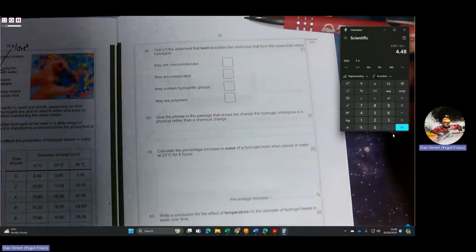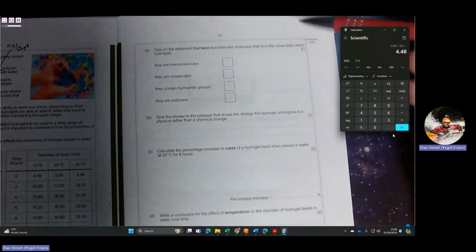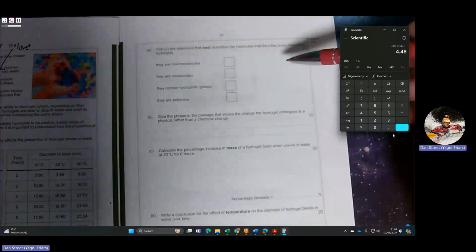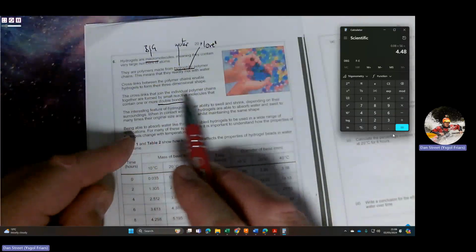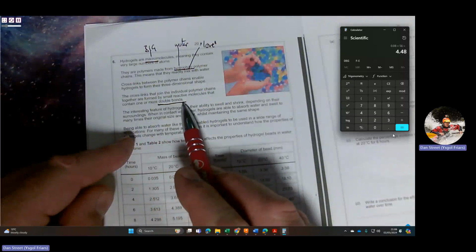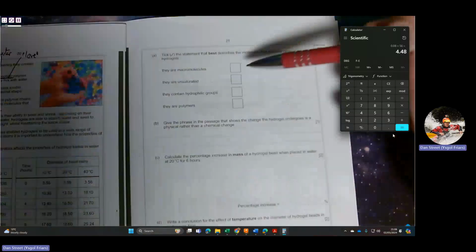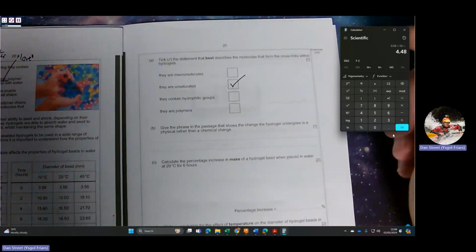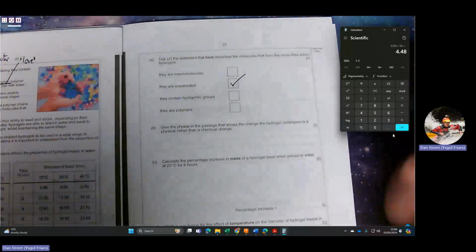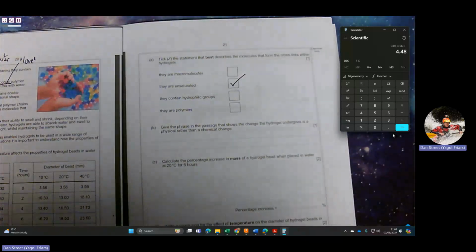Tick the statement that best describes the molecules that form the crosslinks within the hydrogels. Over here it says the small reactive molecules that contain one or more double bonds, and a way of describing molecules with one or more double bonds is that they are unsaturated. It's referring to the amount of hydrogen. If a molecule is saturated with hydrogen, there are no double bonds. If it's unsaturated, then there can be double bonds.